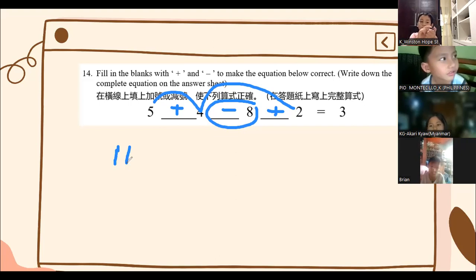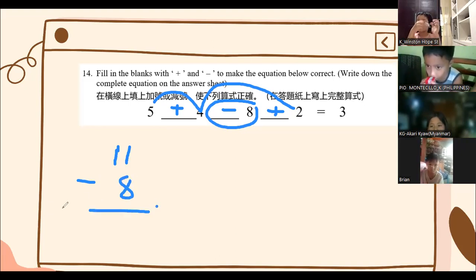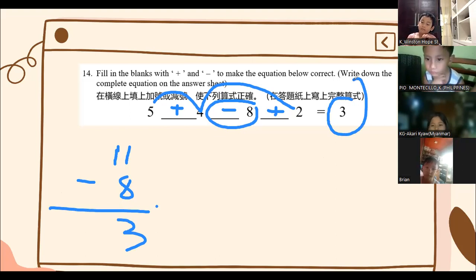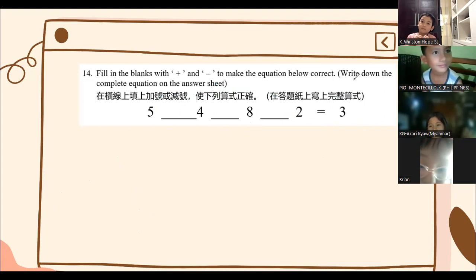That's why we first add these numbers. And then after that, we subtract. And we can also subtract because this one is a negative number. So 11 minus 8, that is 3. So that is how you got your final answer there, which is 3. And which means that the signs that we put there in the blank are correct. Okay, that's how you check your answer.